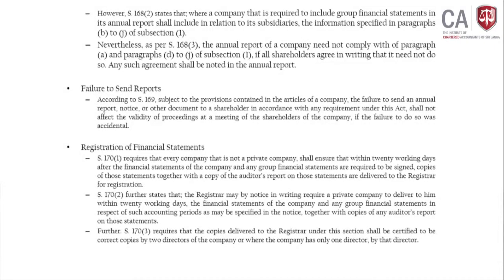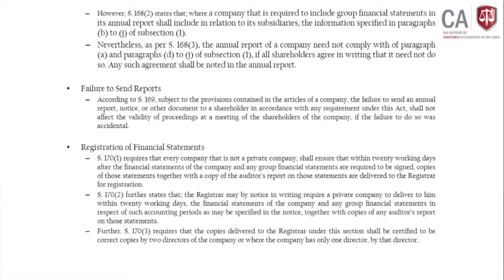However, section 168(2) states that where a company is required to include group financial statements in its annual report, it shall include in relation to its subsidiaries the information specified in paragraphs B to J above of subsection 1. Nevertheless, as per section 168(3), the annual report of a company need not comply with paragraphs A and paragraphs D to J of subsection 1.